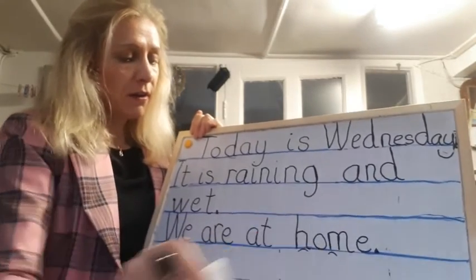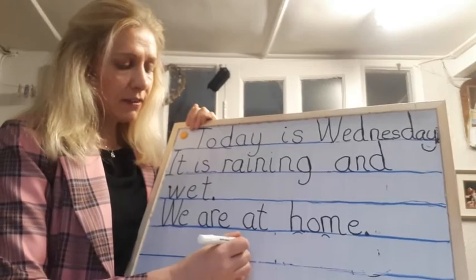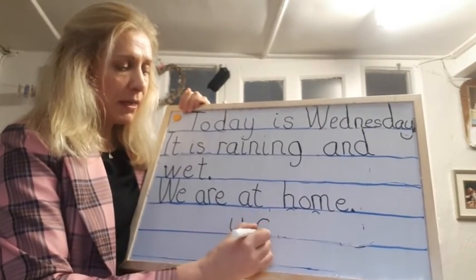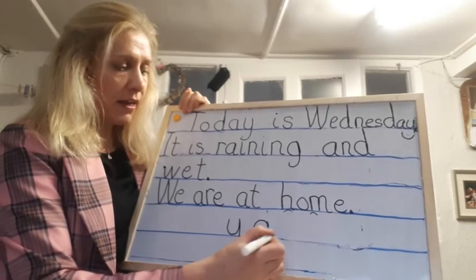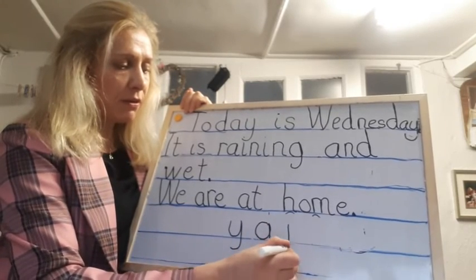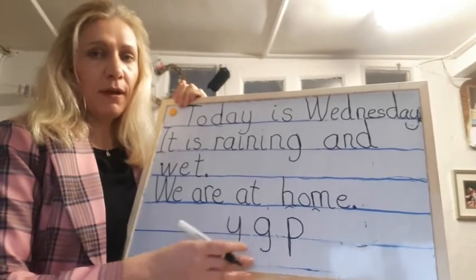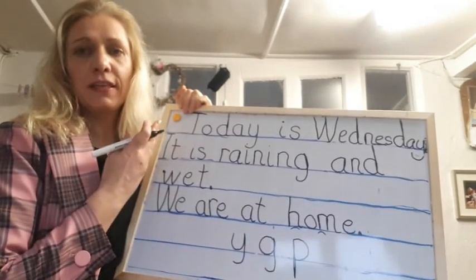Remember, Y sits on the line. Look at Y. G starts in the middle, goes round, sits on the line. And P goes down the princess's hair, back up, and her face sits on the line. Okay, remember that. And full stops, and always start at the right hand side.